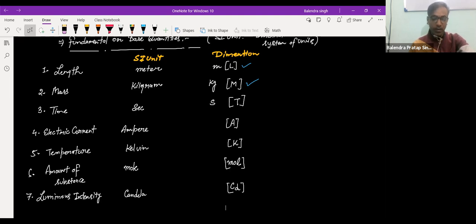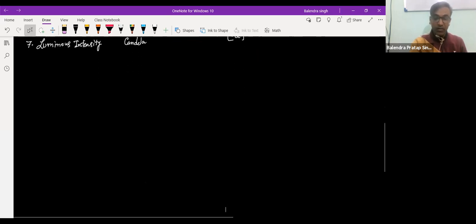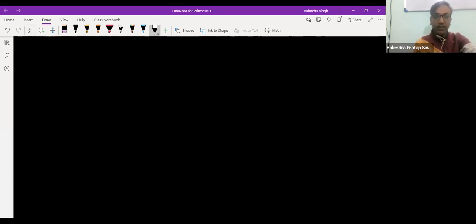Yes, sir. Okay, so next, these are the 7 fundamental units, and there are 2 supplementary units. You know what supplementary units are? Supplementary units are those units which have units, but they don't have any dimensional representation. That's why we call them supplementary units. There are two supplementary units. The first one is plane angle and the other one is solid angle.